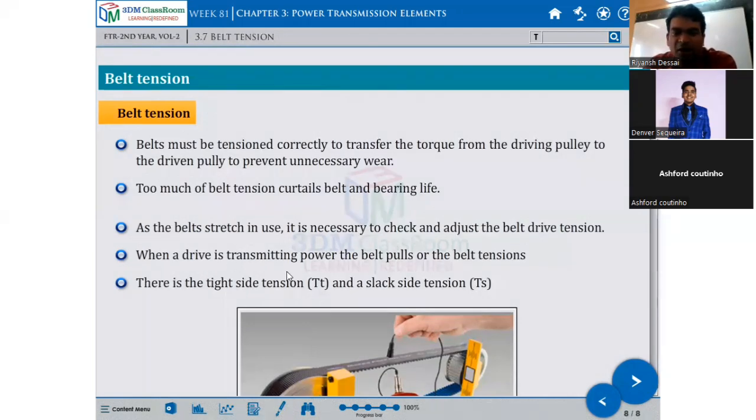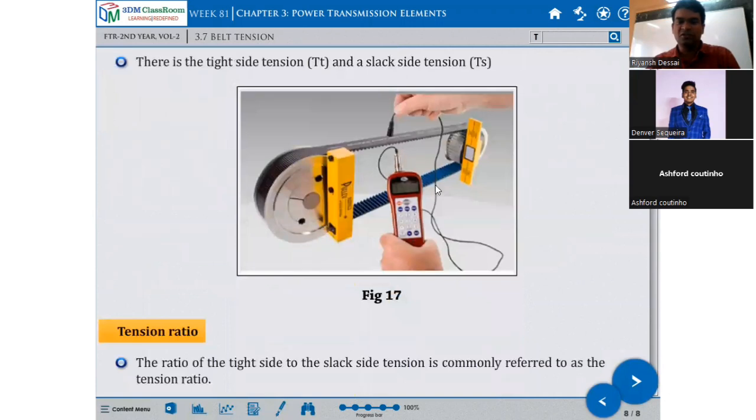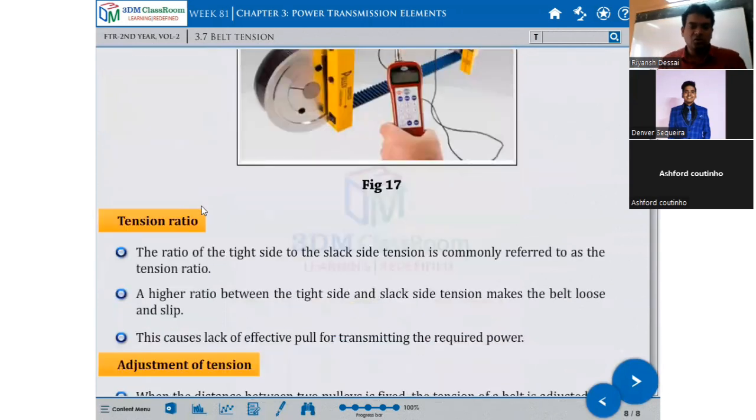When the drive is transmitting power, the belt pulls, or the belt tension. There is a tight side tension T and there is a slack side tension TS. So this is the tight side, this is the slack side. The ratio of the tight side and slack side tension is commonly referred to as the tension ratio. A higher ratio between the tight side and slack side tension makes the belt loose and slip. This causes an ineffective pull for transmitting the required power.